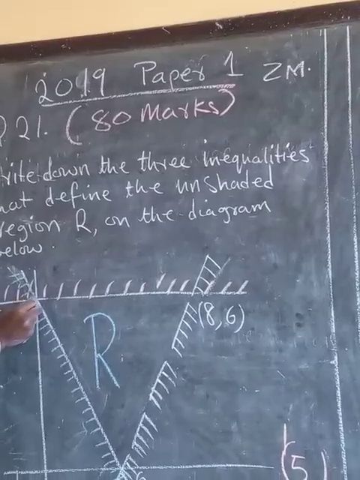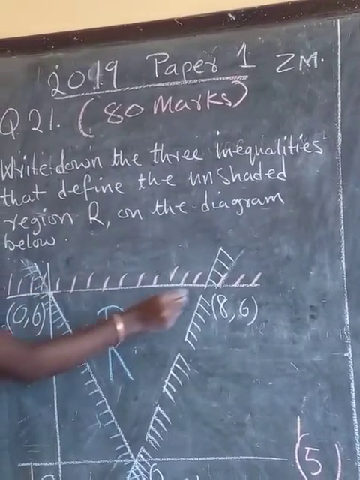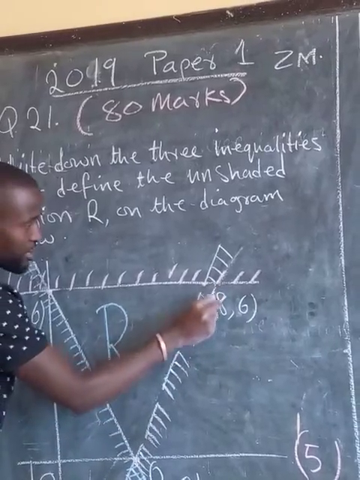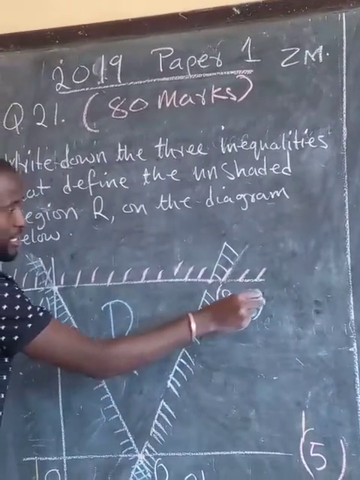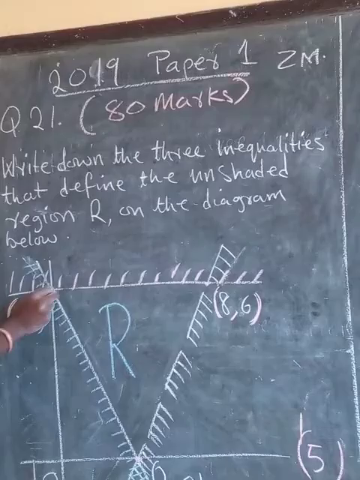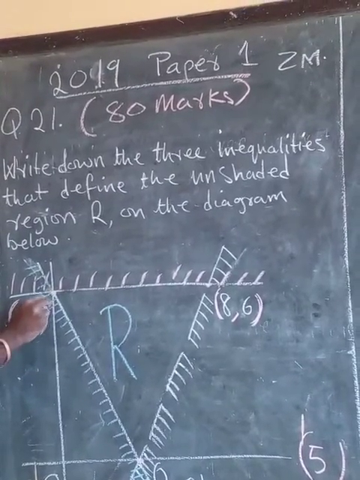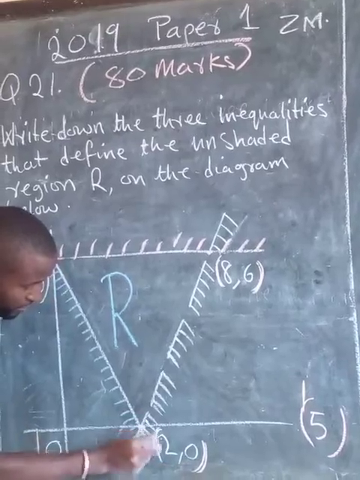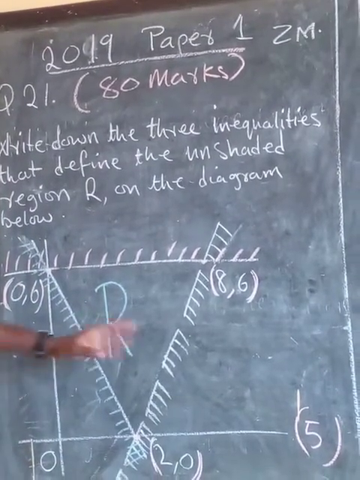First thing you should understand is that they have given you the coordinates, as you can see. This point is meeting there and this part there. They have given you this coordinate, which is 8, 6, and this coordinate here, which is 0, 6. And this coordinate here, which is 2, 0. And there are 3 lines.